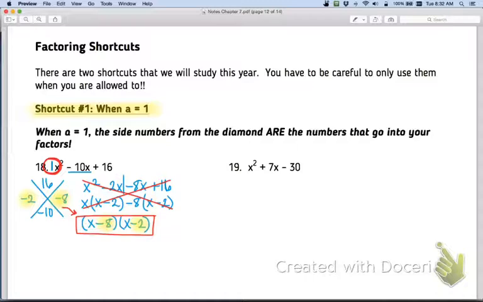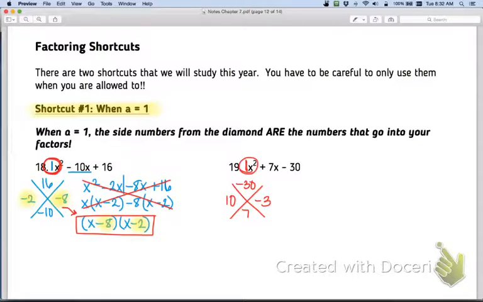So let's look at number 19 and see if we can do that a little bit faster. So A is equal to 1. That's what we're looking for. So I set up my diamond. 1 times negative 30 is negative 30. Positive 7 goes on the bottom. So we need to think of what multiplies to negative 30 and adds to positive 7. So that would be 10 and negative 3.